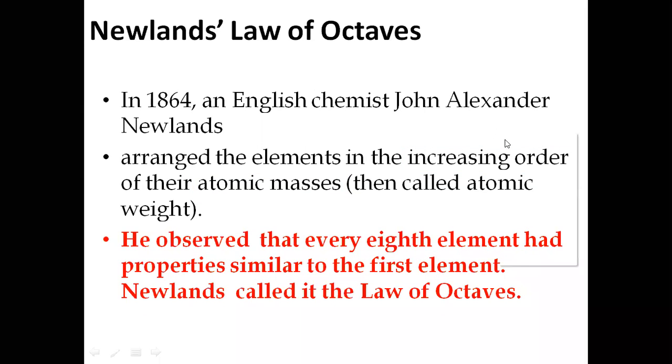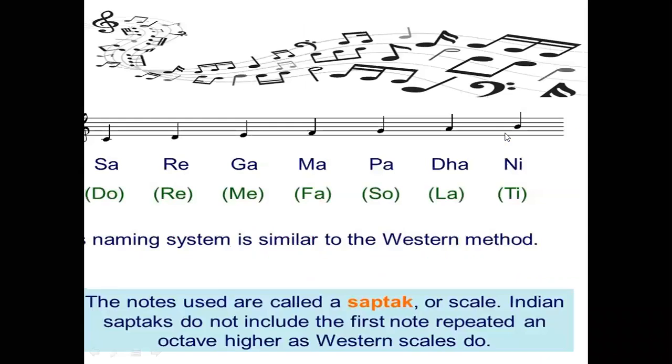Let's see this. What you can see on screen is musical notes. In Indian music, we use these notes: sa, re, ga, ma, pa, da, ni, and sa. Similarly, in Western music, we use the following musical notes, which are presented in green. These musical notes are called saptak.